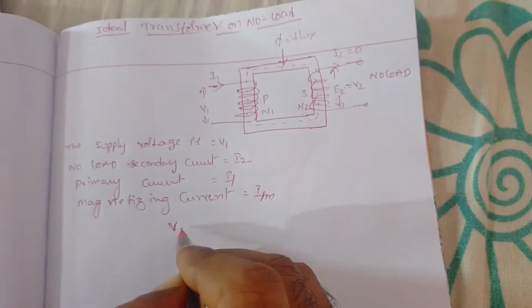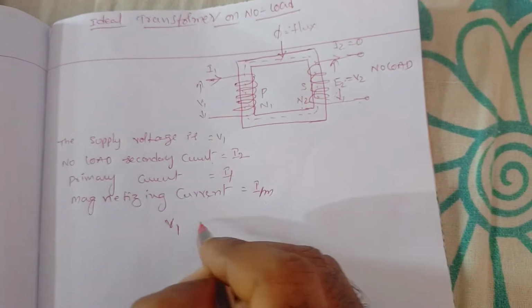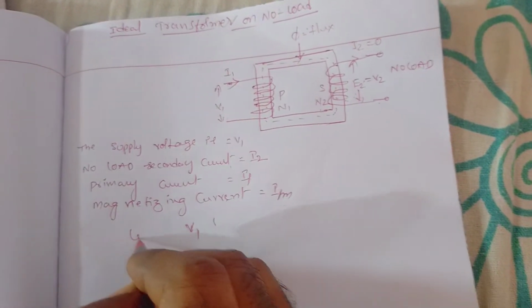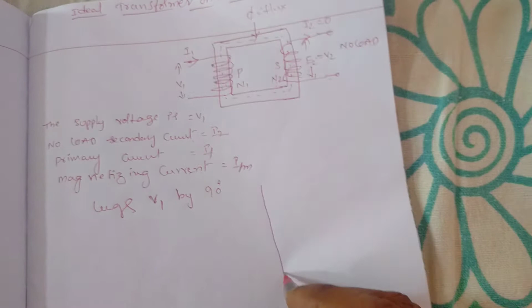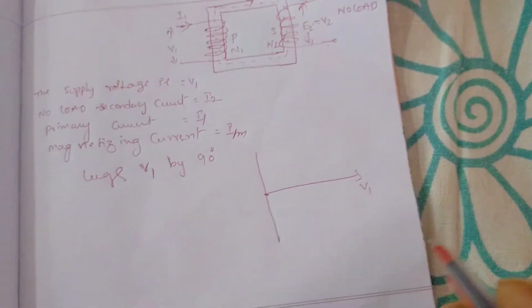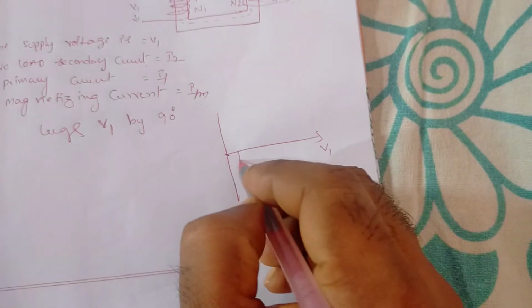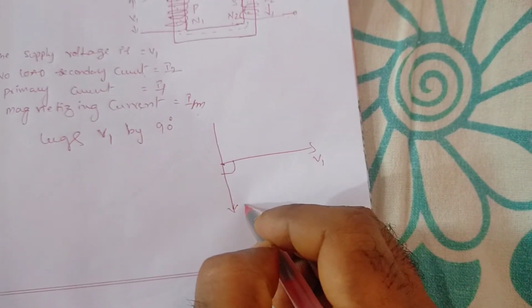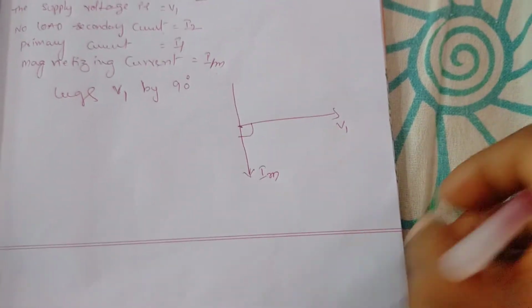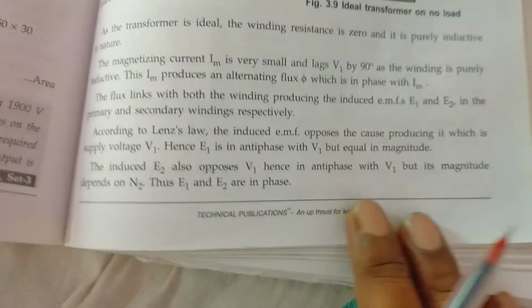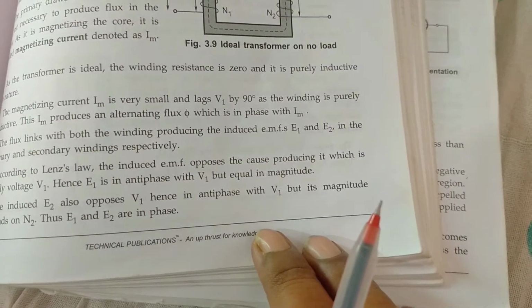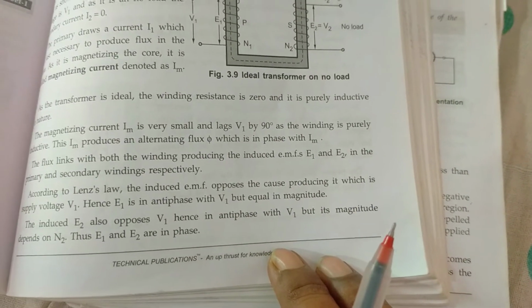So this IM always lags V1 by 90 degrees. That means if you draw the phasor diagram, this is the V1 voltage, the supply voltage, and this is IM, the magnetizing current, lagging by 90 degrees. Here we see the magnetizing current IM is very small and lags V1 by 90 degrees. The winding is purely inductive.